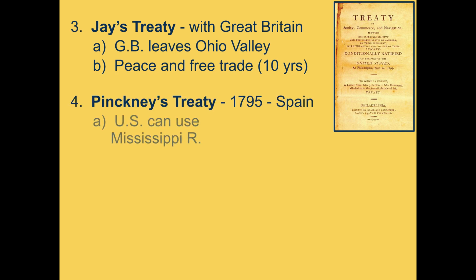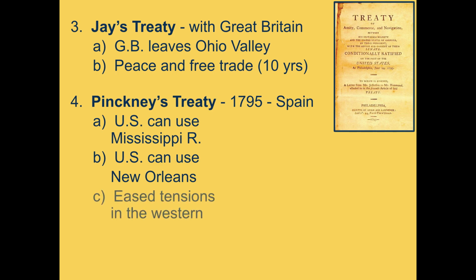We also have a treaty with the Spanish that now allows us to use the Mississippi River and the Port of New Orleans. So all of a sudden, that opens up easier settlement west of the Appalachian Mountains because now we can trade using those rivers. This is great. Pinckney's Treaty opens up a lot of stuff for us. And it eases tensions in the western states. The frontier, now we don't have to worry so much about the French or the Spanish or the British.